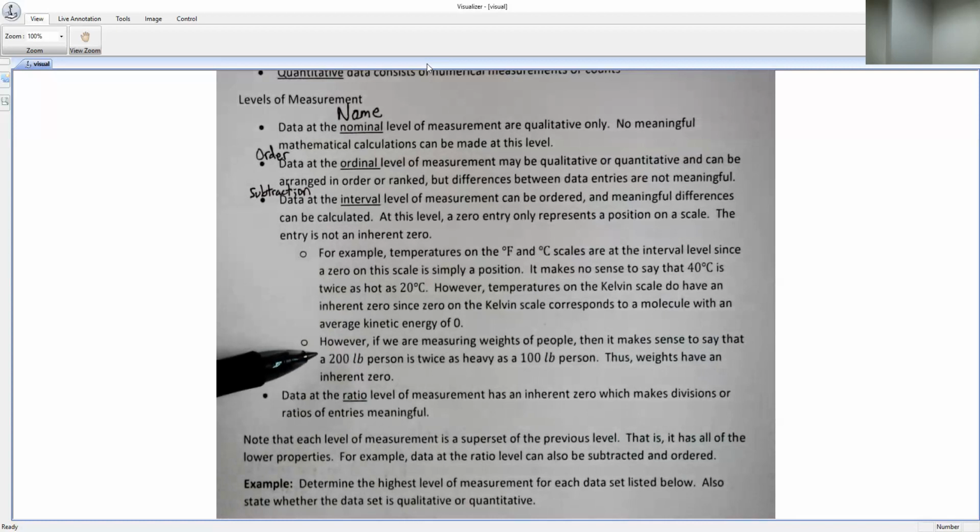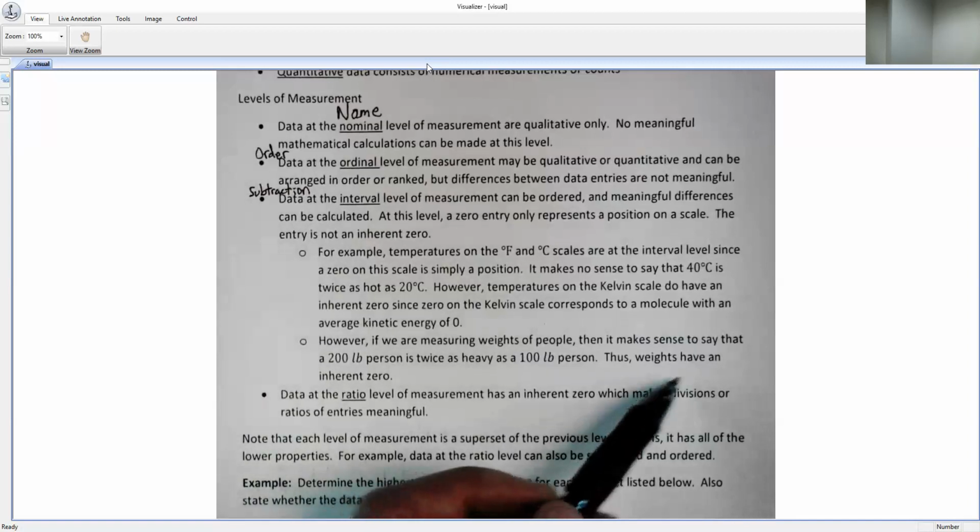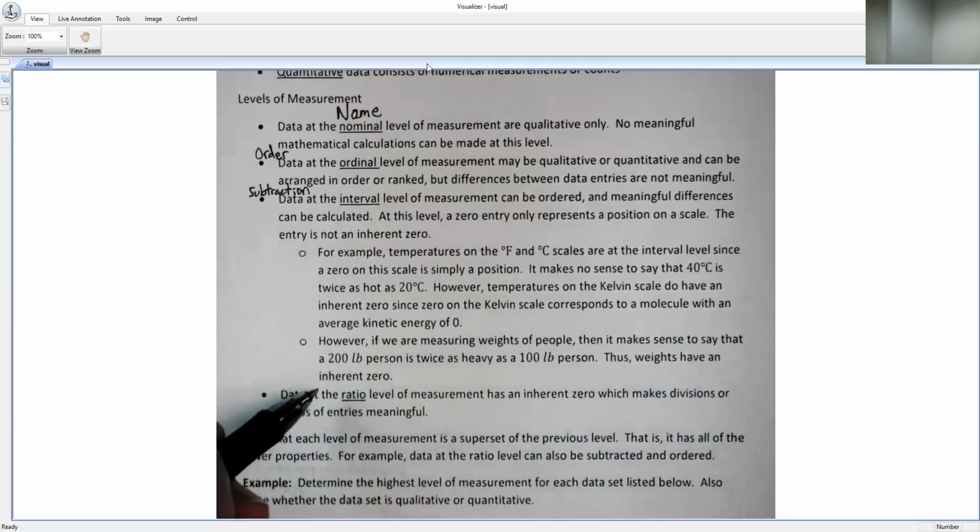If we're measuring weights of people, then a 200-pound person, a 100-pound person, a 300-pound person, those all make sense as being some number. And if you look at zero, zero makes sense there too, right? Because what does 0 pounds mean? It means no weight at all. There's a zero there that makes sense. And negatives don't make sense on this scale. You can't find a person who weighs a negative number of pounds. So in that sense, weights have an inherent zero. They have a zero that means something, that doesn't represent only a position.